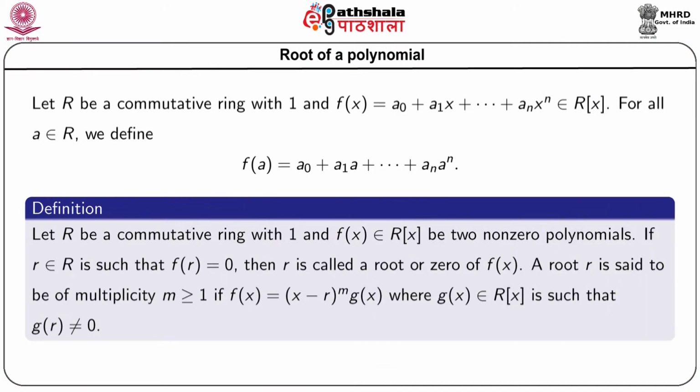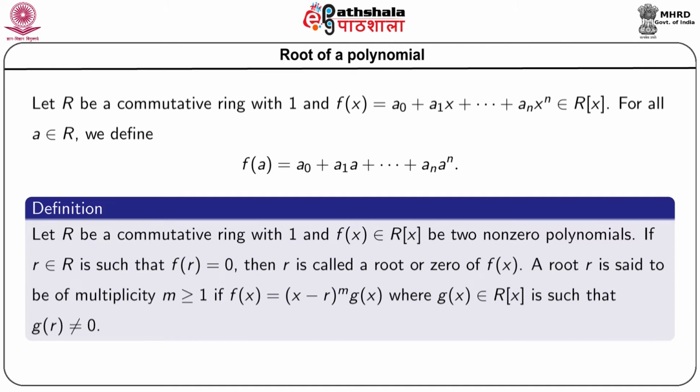To define root of a polynomial, first note that if f(x) is a polynomial over R, then f(x) induces a function, a mapping from R to R. Given any a belongs to R, it corresponds to the value a0 plus a1 a plus ... plus an a to the power n in R. We say that a belongs to R is a root or zero of f(x) if f(a) equals 0.